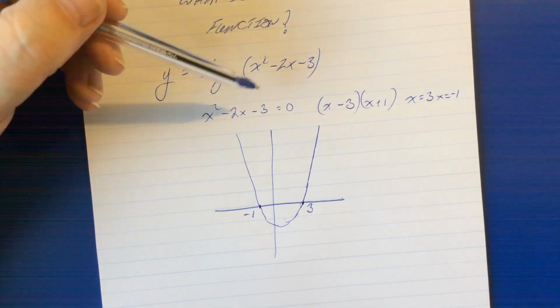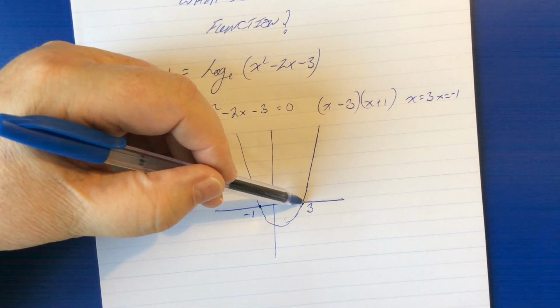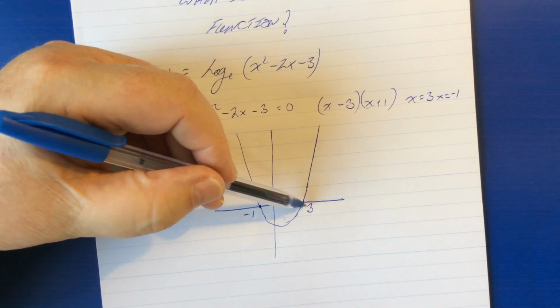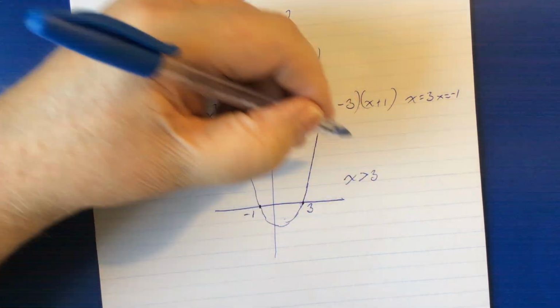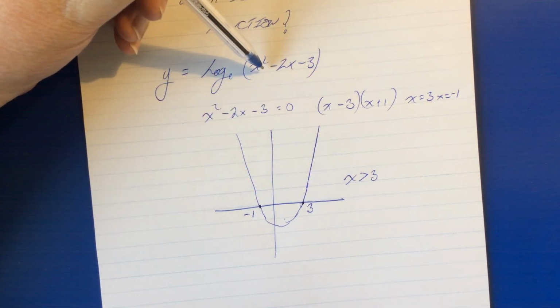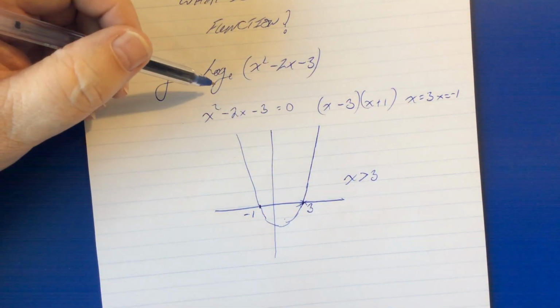So how do we address this? Well, at 3 on the x-axis, this is equal to 0. Therefore, we simply want x to be greater than 3 to form part of a viable domain for this. That's the critical point there.